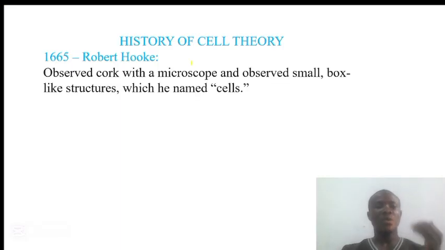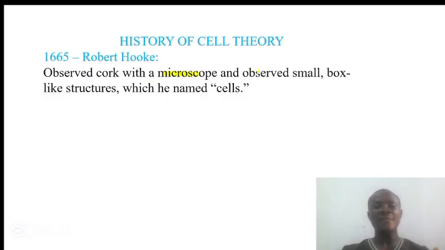Next we have the history of cell theory, how this cell theory came about. It all started in 1665 by Robert Hooke. Robert Hooke observed cork from the bark of an old stem. The cork is not a living organism, it is non-living. They are dead cells. He observed this cork under a microscope. A microscope is an instrument used to magnify objects.